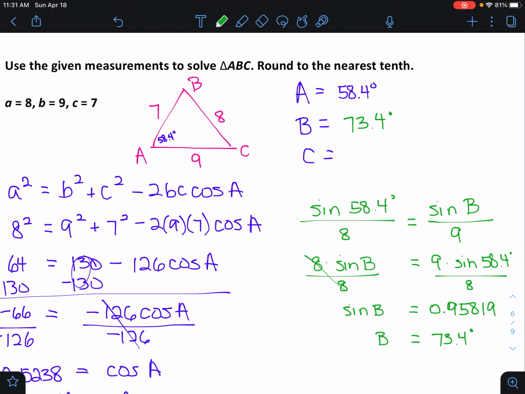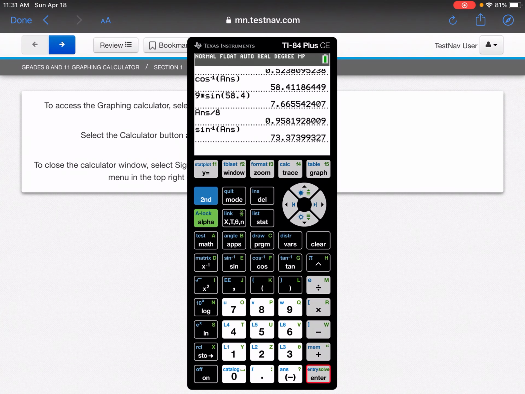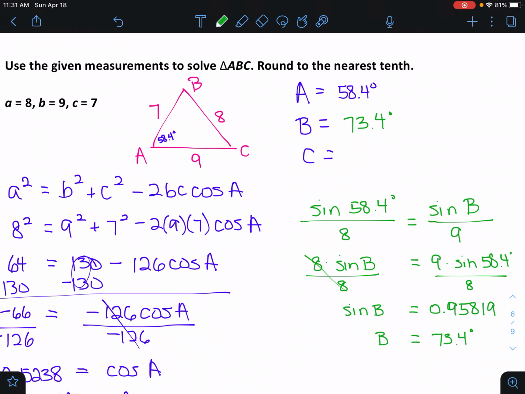I'm going to add those two together, 58.4 and 73.4, and take it away from 180. Okay, that's 131.8, so now I'll just take that away from 180. We get 48.2, so that's my last angle. There we go. All right, so now I know all three angles.